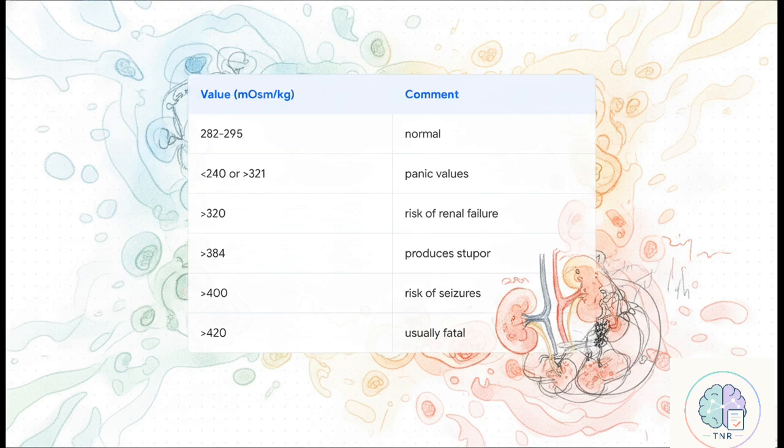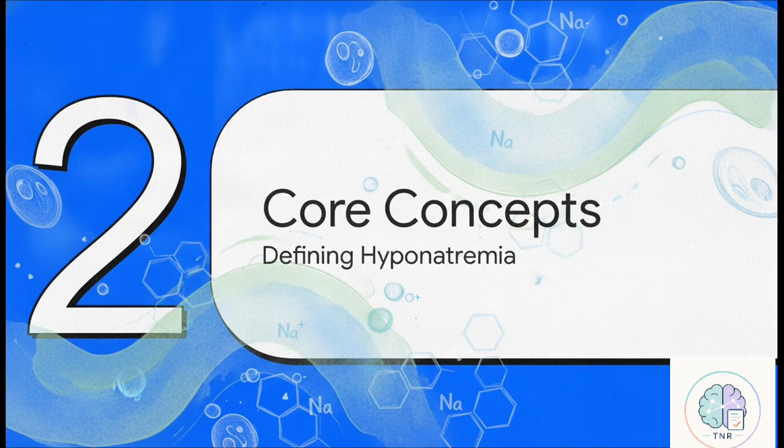Push past 384, and that hyperosmolar state actually produces stupor. Break 400, and you're looking at a huge risk of generalized seizures. And if it climbs above 420, well, it's usually fatal. It really shows just how aggressively the body defends its osmolality. Moving right along to Section 2, hyponatremia, core concepts.